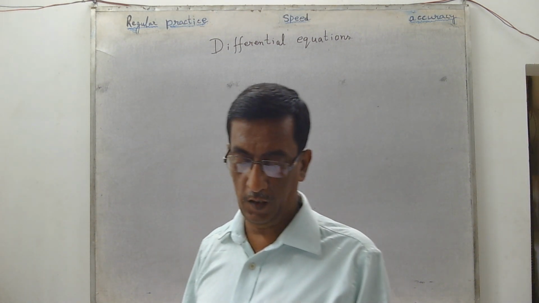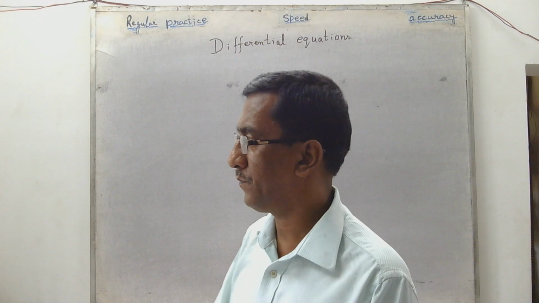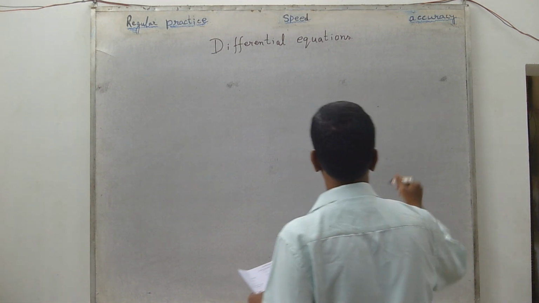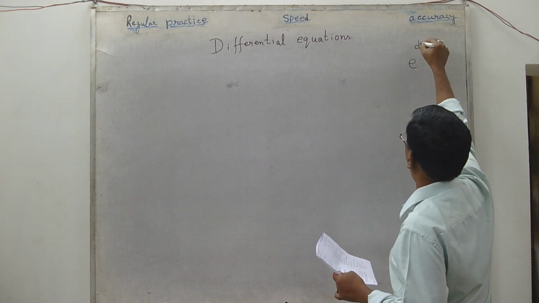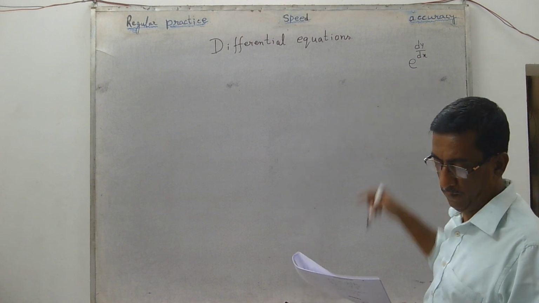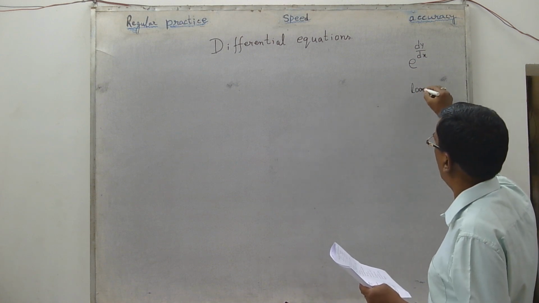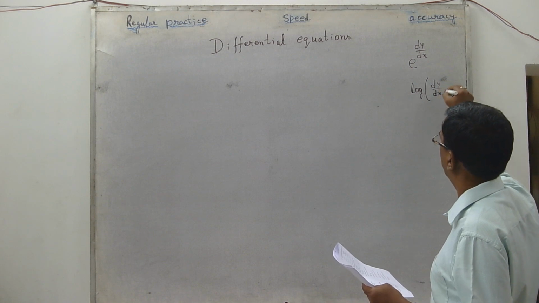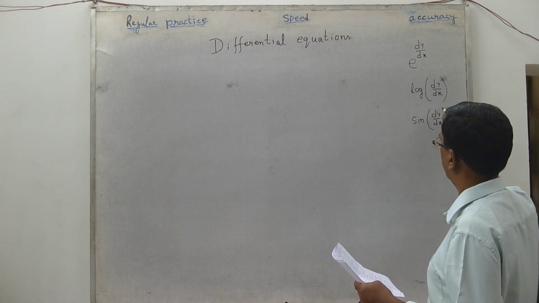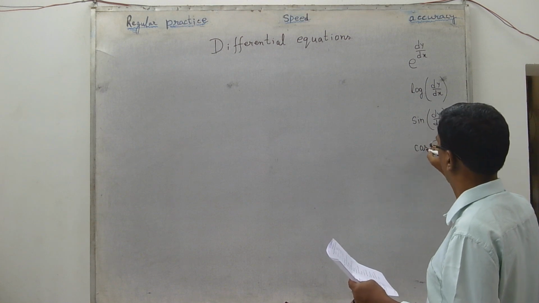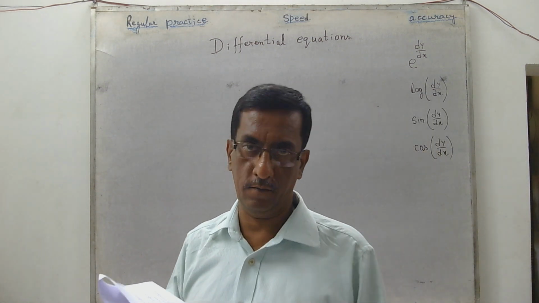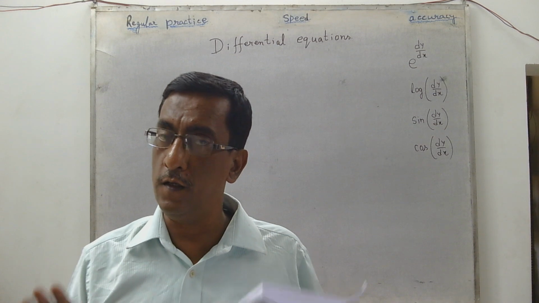There are some limitations also in this case. For example, if we have a term like e to the power dy by dx, in any differential equation, if we have e to the power dy by dx or log dy by dx or sine dy by dx or cos dy by dx, actually here the degree is not defined. The degree is not defined here.